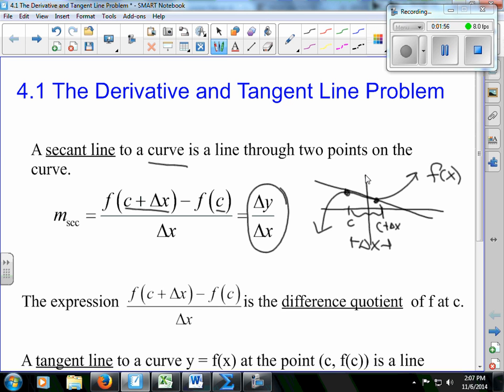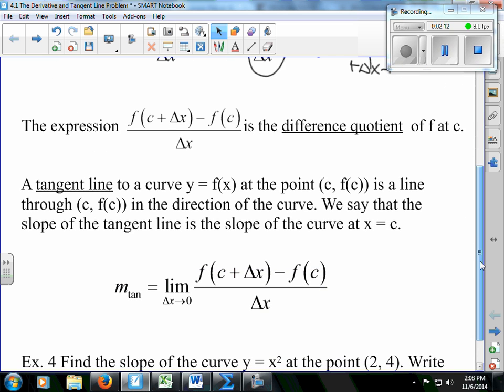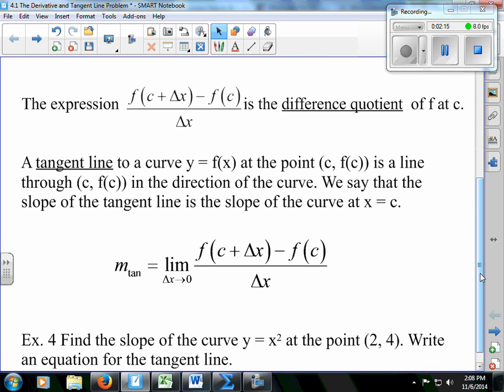If you can recall, we did this in section 3.1. We called this point P, and we called this point Q, and we made Q have a bunch of different x values. This expression, the slope of the secant line, is so special it gets a name. It's called the difference quotient at c. The difference quotient can be different for different x values, but it's the difference quotient for function f at location c.